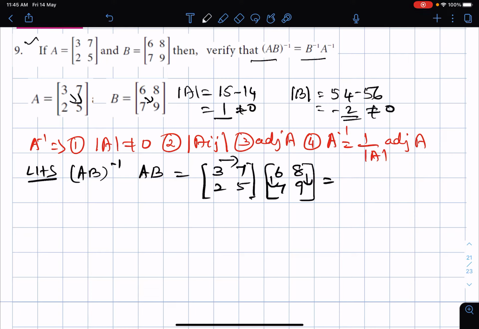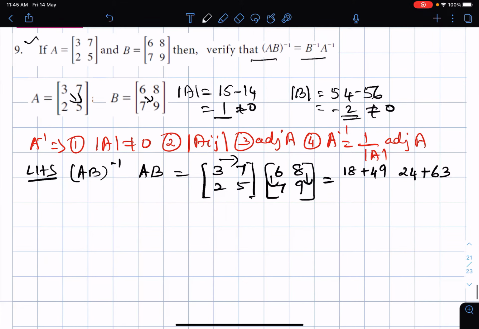So first multiplying the first column. Okay, what will be your first column? 3 into 6, 18, plus 7 into 7, 49. Similarly, first row into the second column, 3 8s are 24, plus 7 9s are 63. Okay, now second row, first column, 2 6s are 12, plus 5 7s are 35. 2 8s are 16, plus 5 9s are 45.